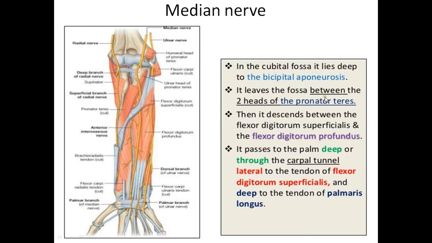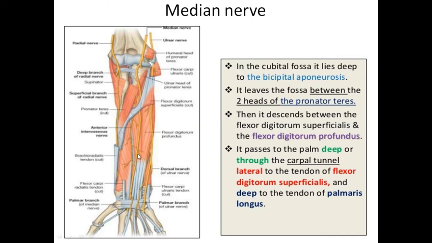In the cubital fossa, it passes deep to the bicipital aponeurosis, and it leaves the fossa passing between the two heads of the pronator teres. It enters into the forearm by passing between the two heads of the pronator teres. Then it descends between the flexor digitorum superficialis and flexor digitorum profundus, so it lies between the superficial intermediate layer and the muscles of the deep layer. It runs from the cubital fossa to the wrist joint.